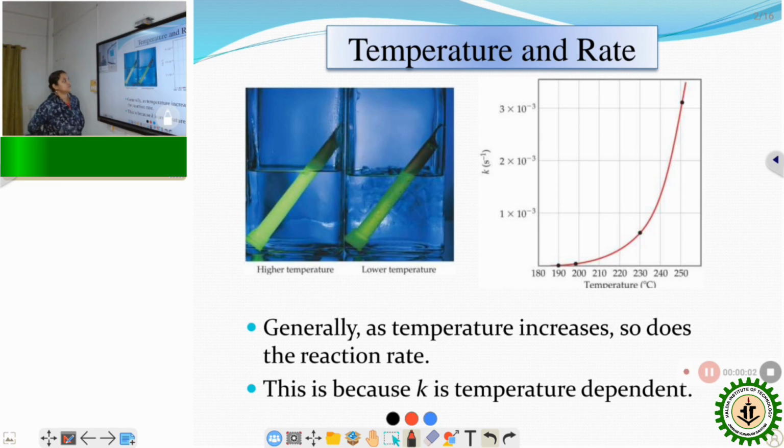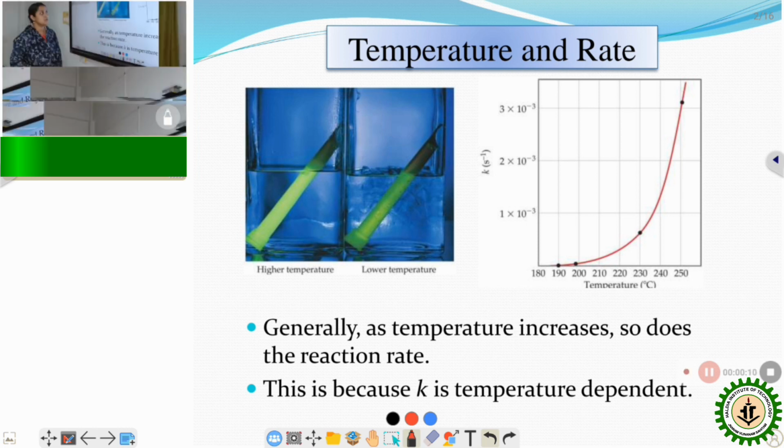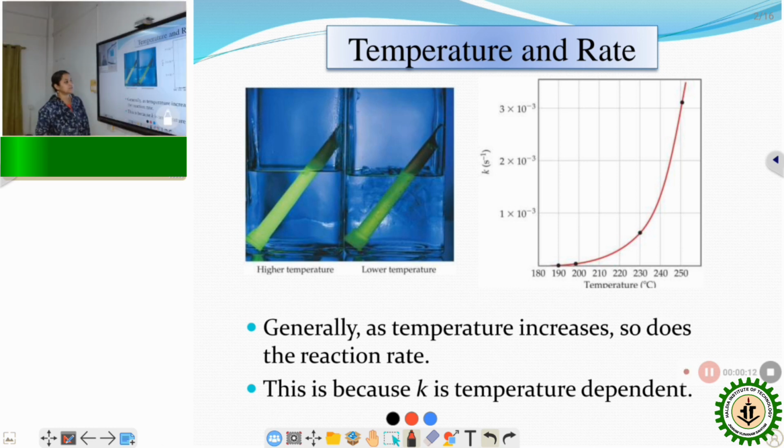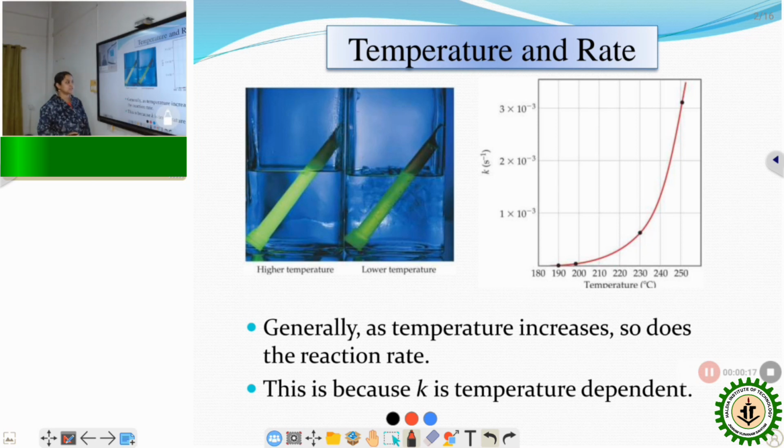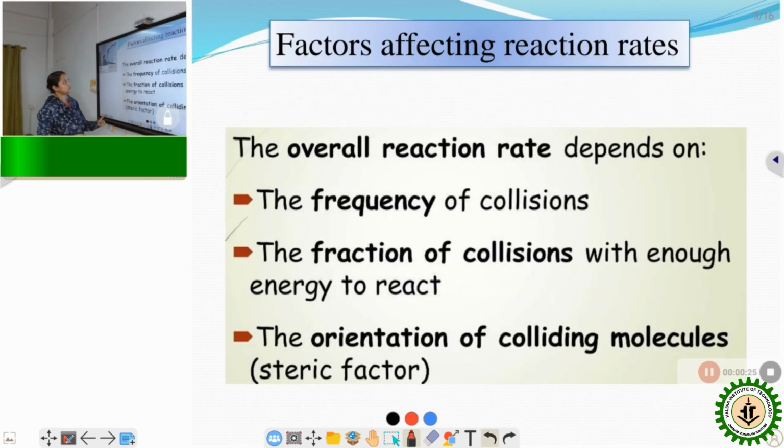So so far we learned what the reaction rate is, how to write that expression, what the rate law is, first order reaction, second order reaction, etc. So now, what is the relationship between temperature and rate? It's very easy to understand that as we increase the temperature, the rate of the reaction generally increases, because k, the rate constant, is highly dependent on temperature.